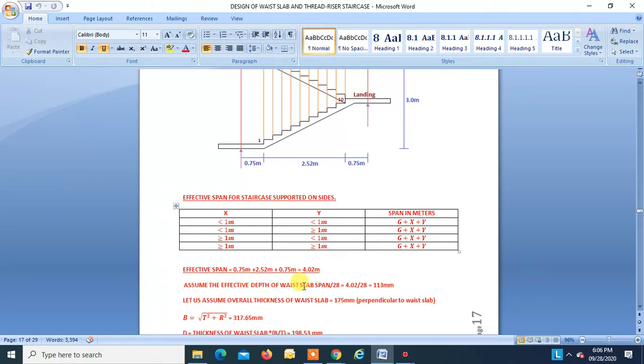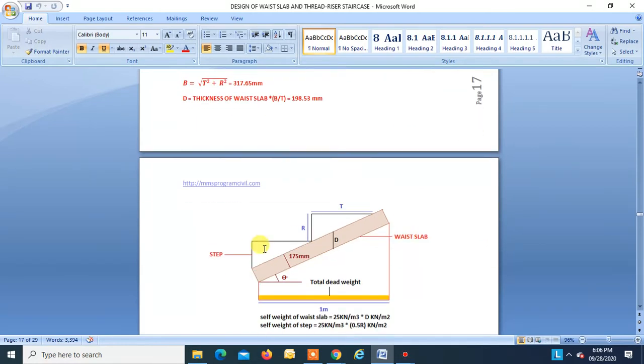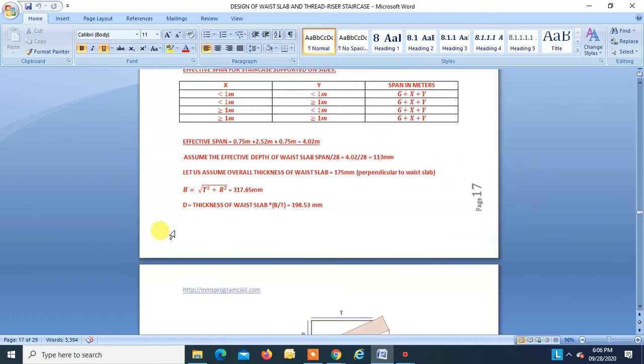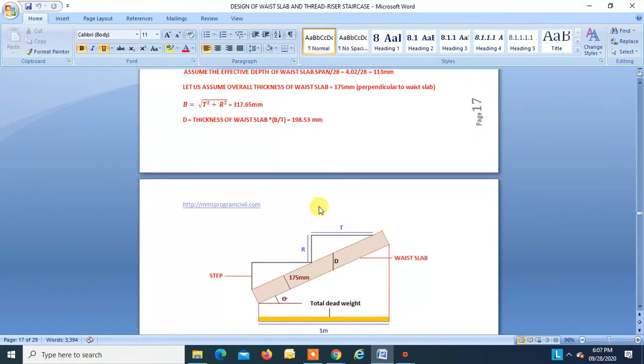Assume the effective depth of the waist slab equal to span divided by 28, that is 4.02 divided by 28 is equal to 118. We will assume this is effective depth. Okay, we will assume overall thickness of waist slab is 175 perpendicular to the waist slab. So this is 175. Okay, now we have to find this D because we are finding the load on the horizontal projection. Okay, so we'll have to take this D for finding the self weight of the waist slab, right?